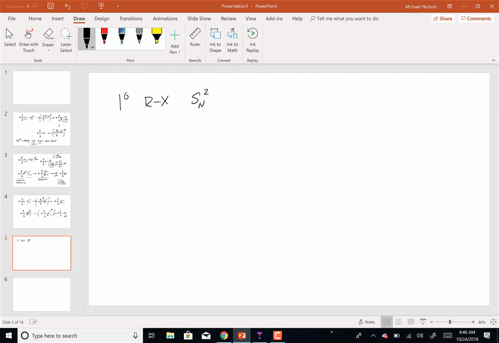Let's focus on SN1. What does an SN1 reaction have to have? A carbocation. So an alkyl halide can undergo SN1 if it can form a stable carbocation. Can a primary alkyl halide form a stable carbocation? No. Right?